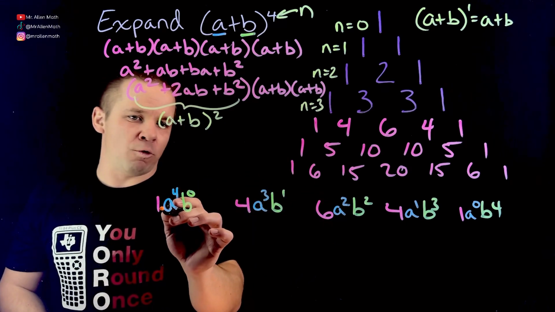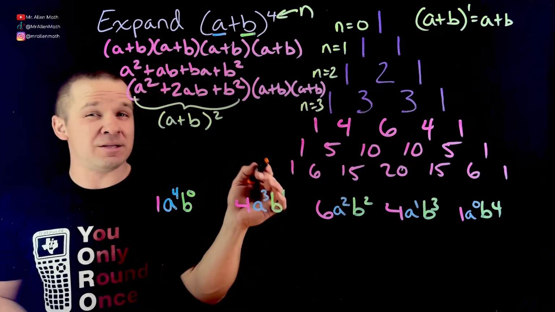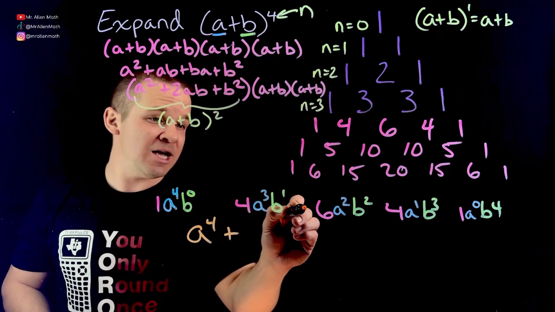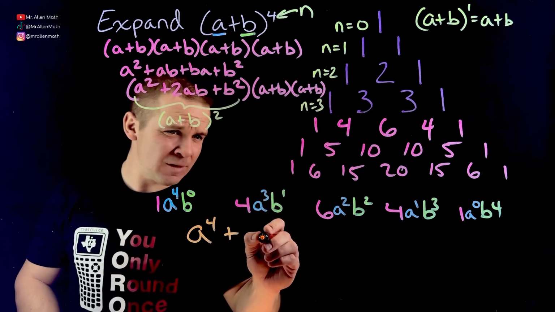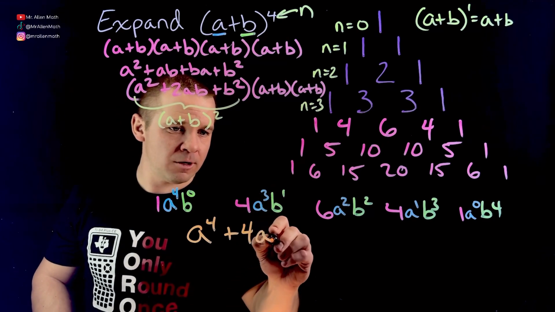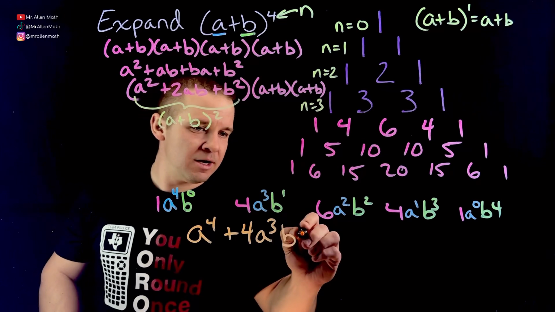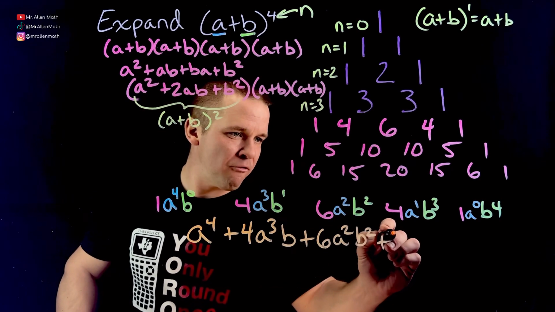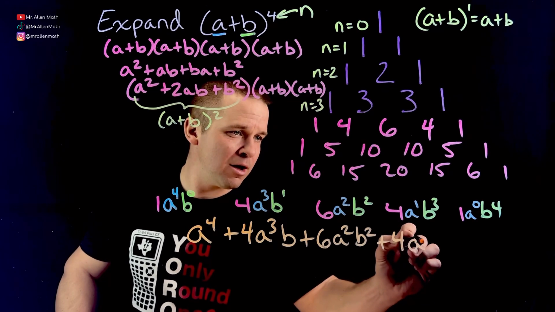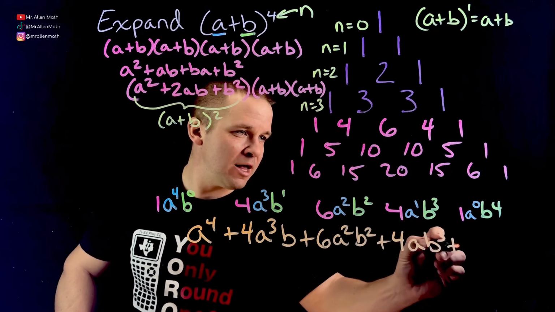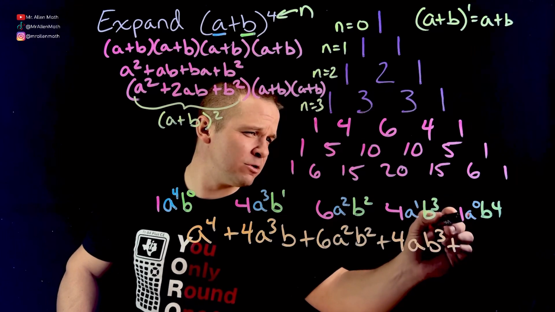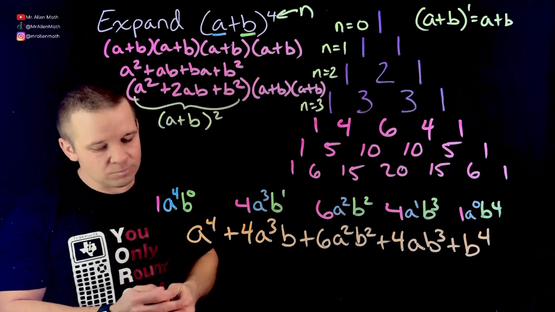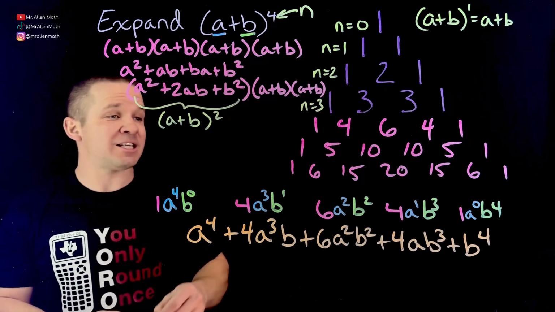So here, it's 1 times a to the fourth times b to the 0. B to the 0 is just 1, so we're just going to have a to the fourth power. Plus, here, I've got 4a cubed b, so 4a cubed b. Next one, I've got 6a squared b squared. Here we have 4a b cubed. And then we have 1, a to the 0 is 1, so it's just b raised to the 4th. There we go. That's pretty cool, man. That's my final answer.